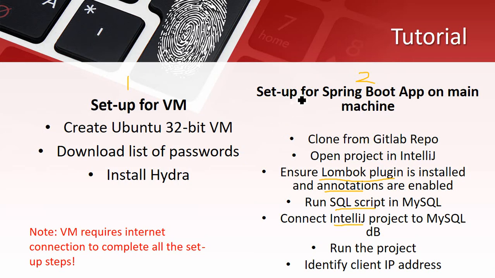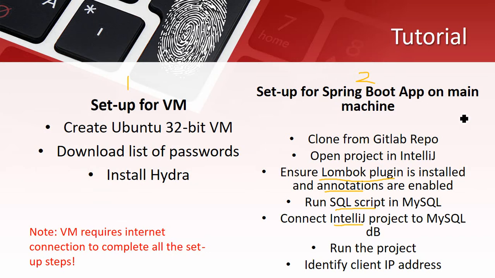So in order to get the tutorial working, it requires two parts. We'll be treating the VM as a virtual machine, which is used to simulate the attack. What I've done is created a virtual machine, 32-bit Ubuntu. In order to set it up, we need to download a list of passwords to iterate through, and we also need to install the tool Hydra. So I'll show you both of those steps.